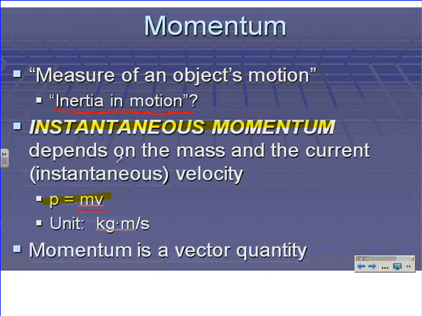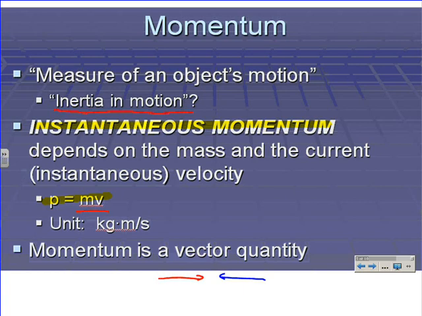Momentum is equal to the product of the mass and the velocity, m times v. And momentum is a vector quantity, so it has direction. A car traveling at 35 miles per hour in this direction, and that exact same identical car traveling 35 miles per hour in the other direction, has a different momentum because the directions are different.